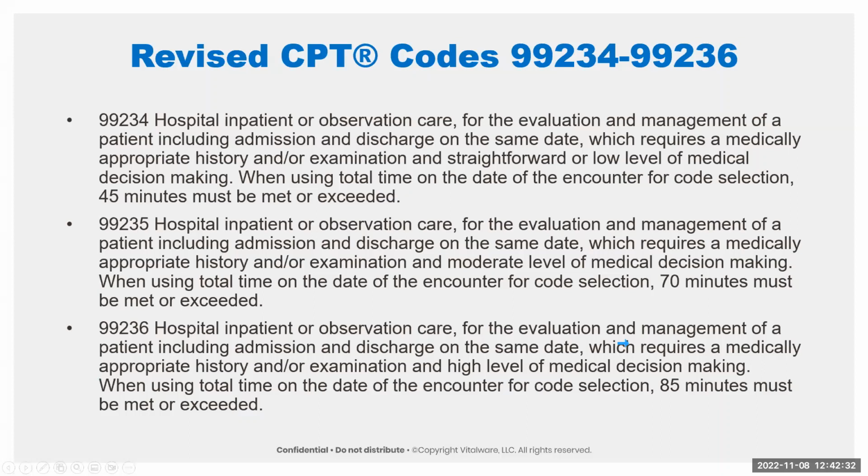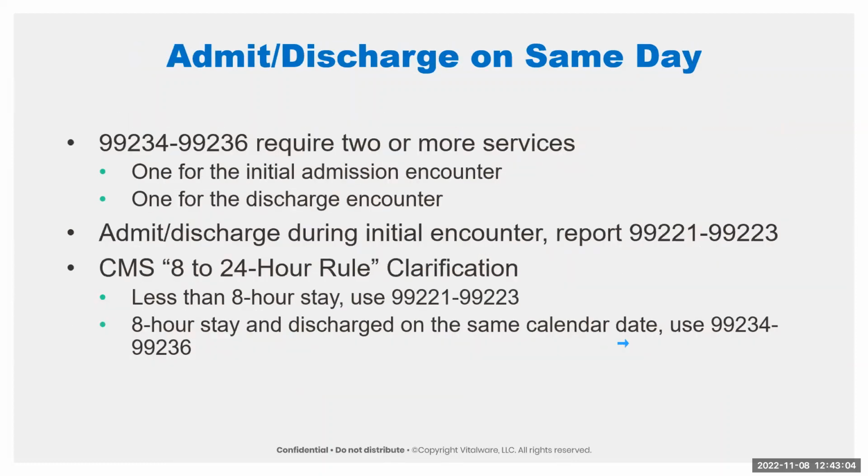So here we've got the revised codes, again, for the discharge management, and it's your straightforward or low medical decision making, 45 minutes met or exceeded. The 99235 is your moderate, with 70 minutes that must be met or exceeded. And then your 99236 is your high level, and then you have your 85 minutes there. Now for these services, the 99234 through 99236, it's going to require 2 or more services. So one is going to be for the initial admission encounter and then one for the discharge.